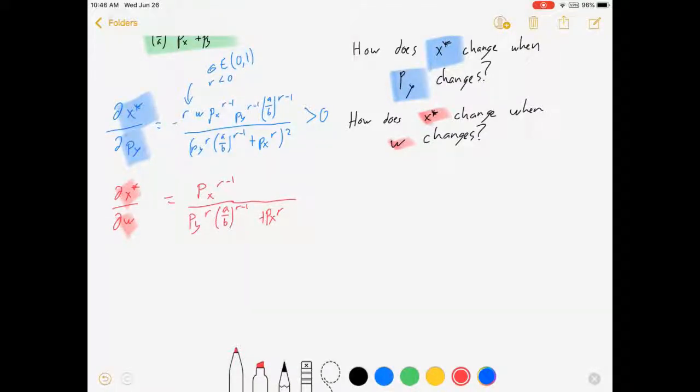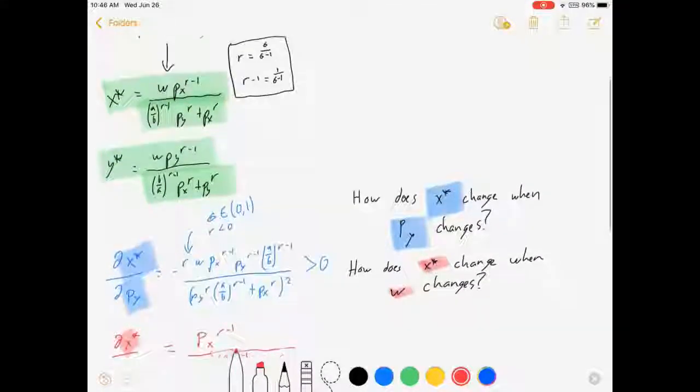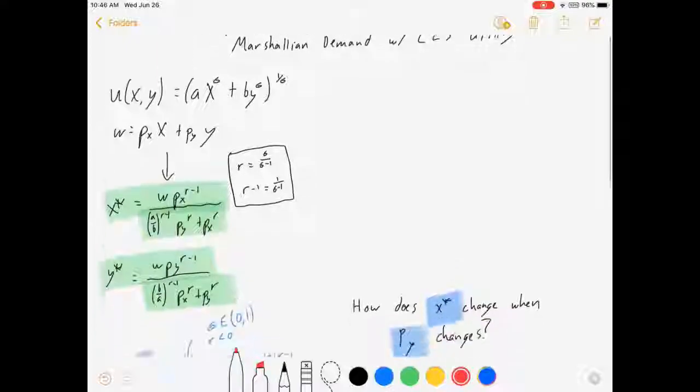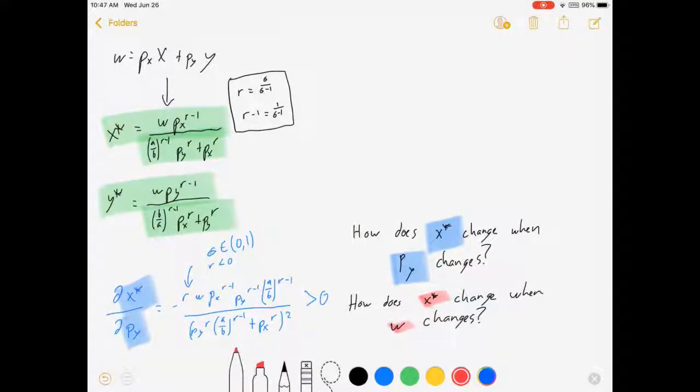So, there's a quick intro to how we can use comparative statics to answer interesting questions about our results. I hope it's helpful. If not, hey, at least it was quick.